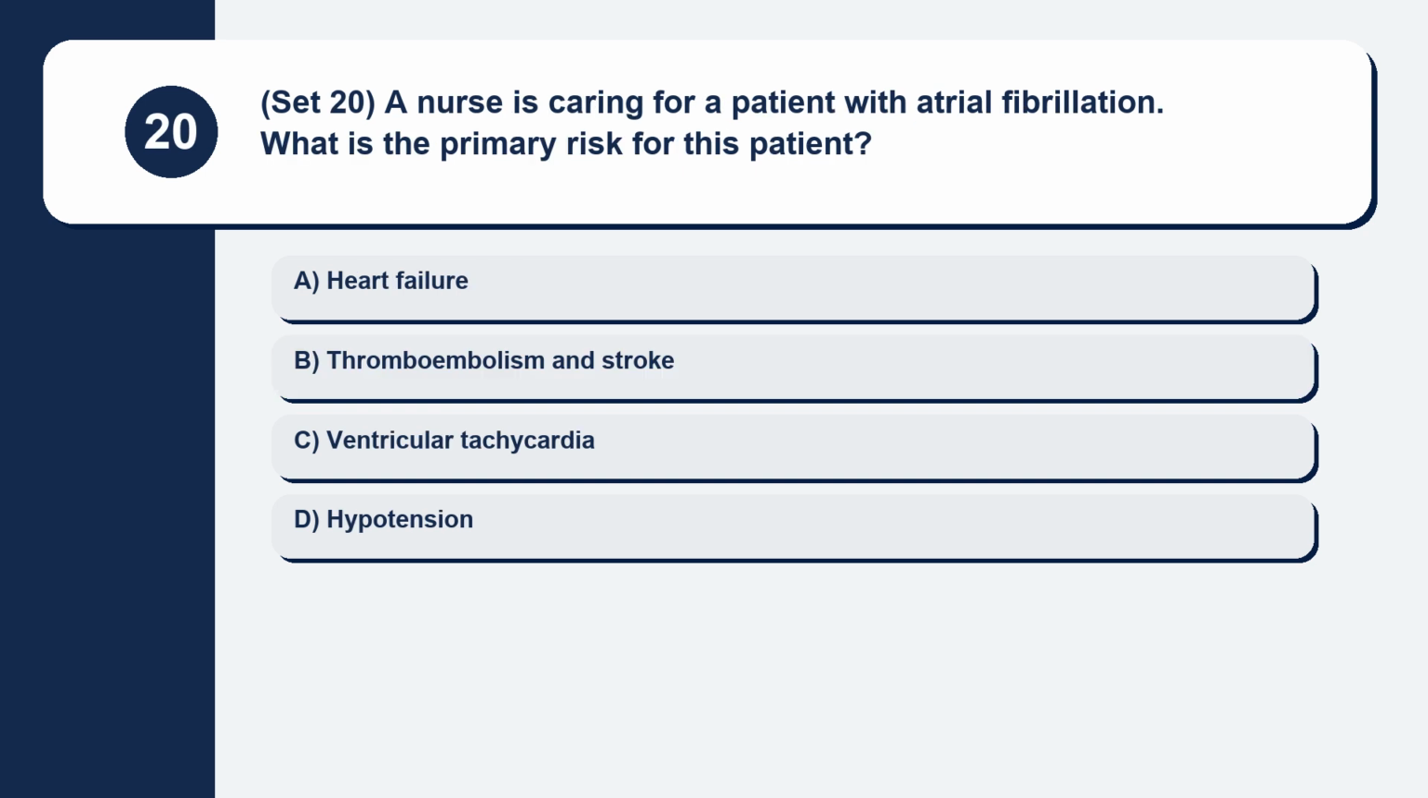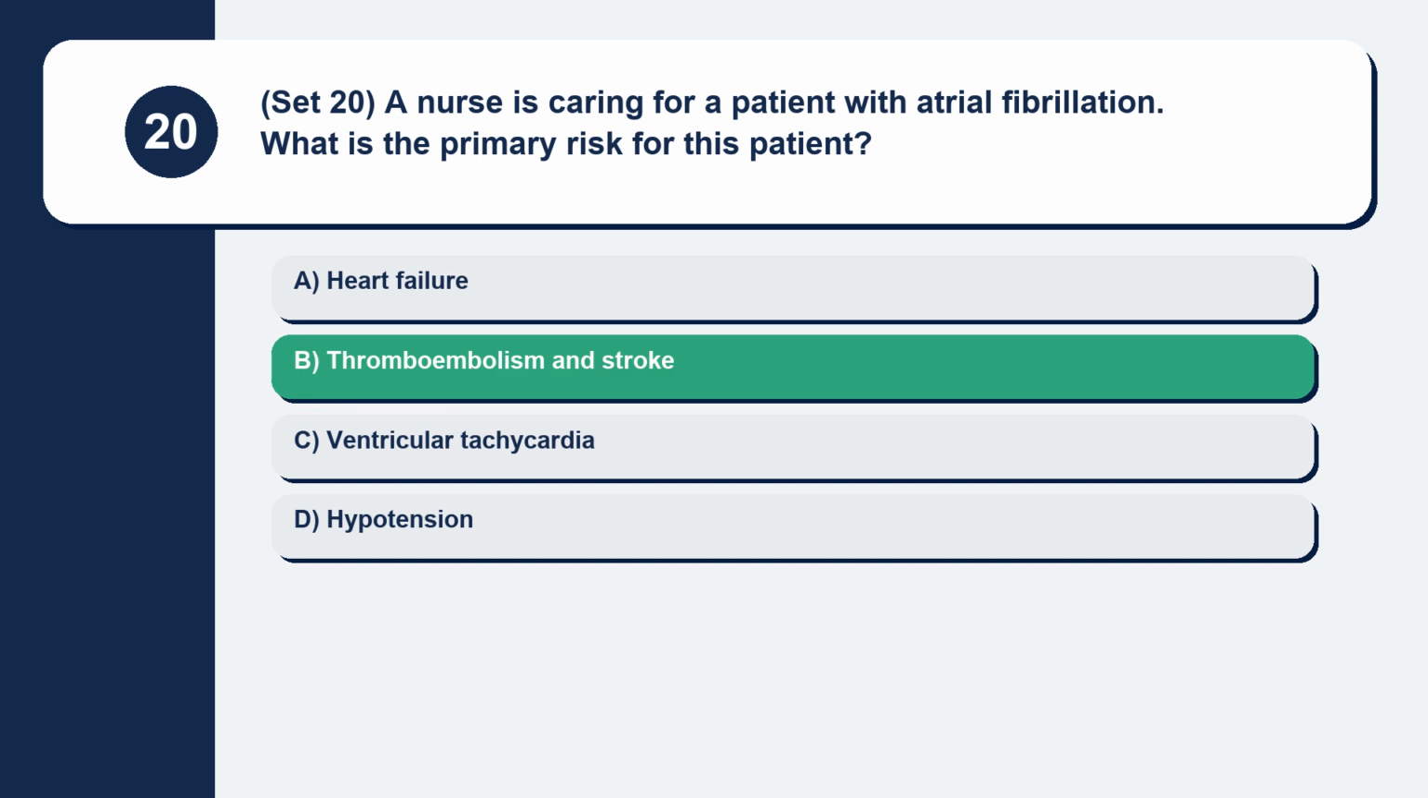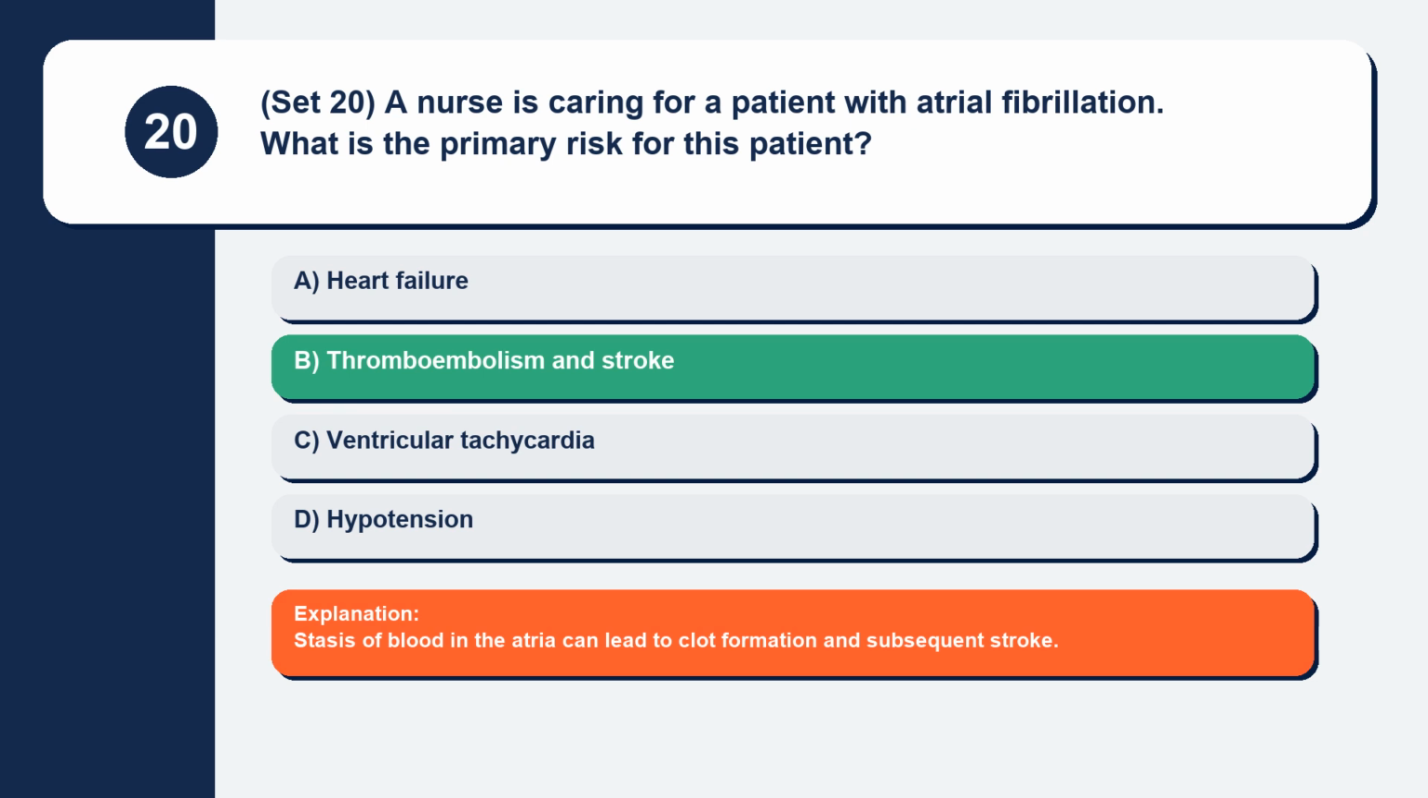Question 20, Set 20. A nurse is caring for a patient with atrial fibrillation. What is the primary risk for this patient? Heart failure, thromboembolism and stroke, ventricular tachycardia, hypotension. Stasis of blood in the atria can lead to clot formation and subsequent stroke.